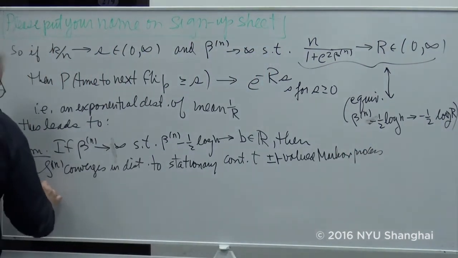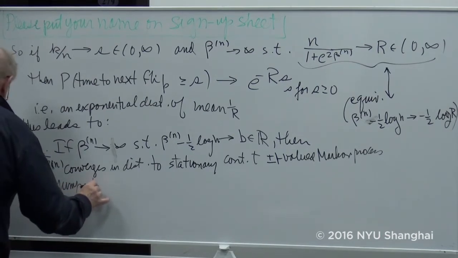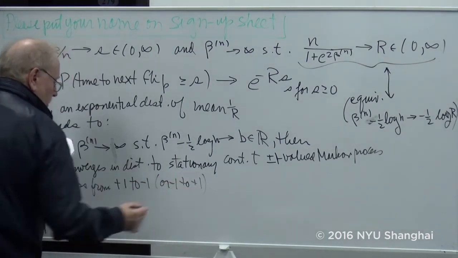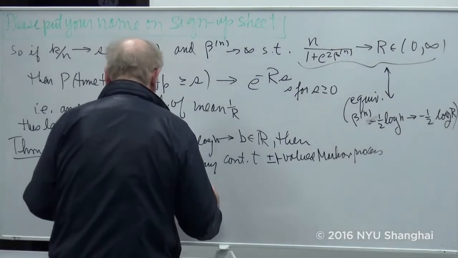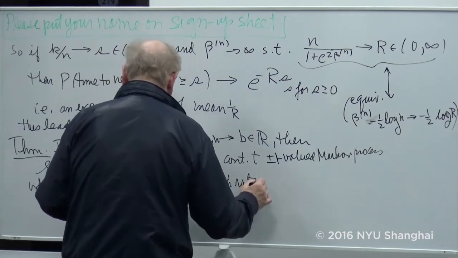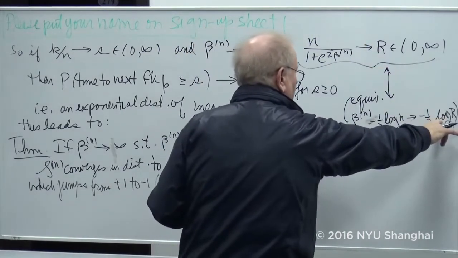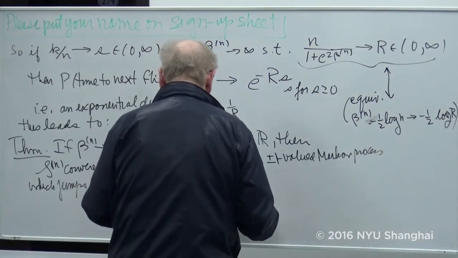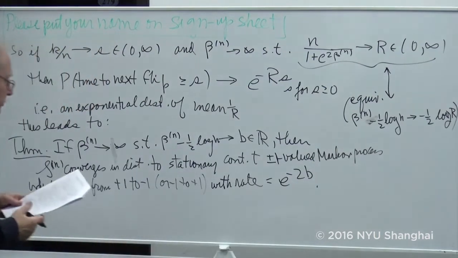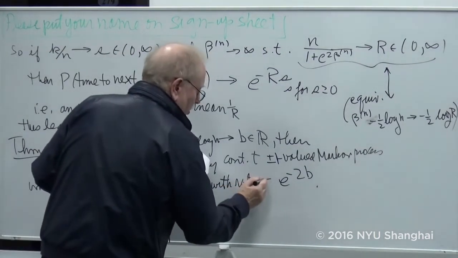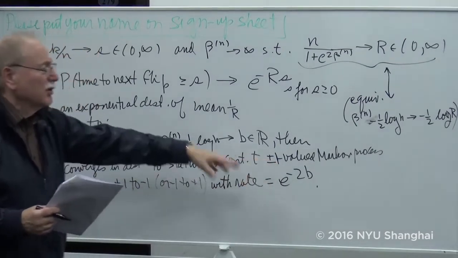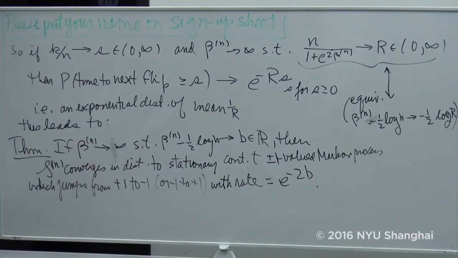which jumps plus one to minus one, or minus one to plus one, instead of flips. The rate would be r, and the r is e to the minus 2b. So the b is a free parameter, and you can pick whatever you want to get that rate. Just for convenience, we'll choose a particular value of b in a moment.